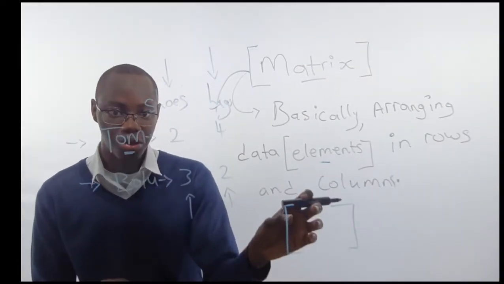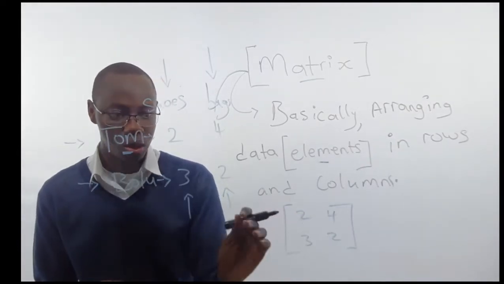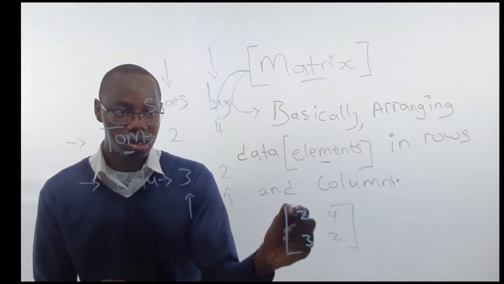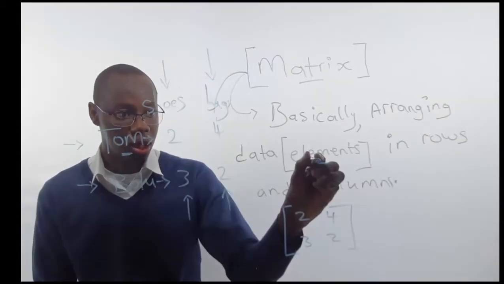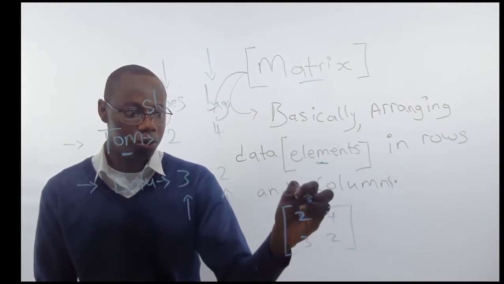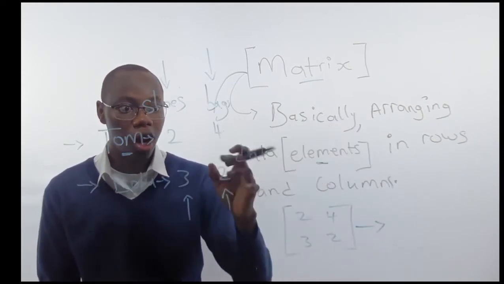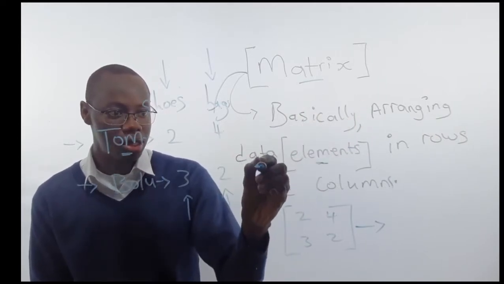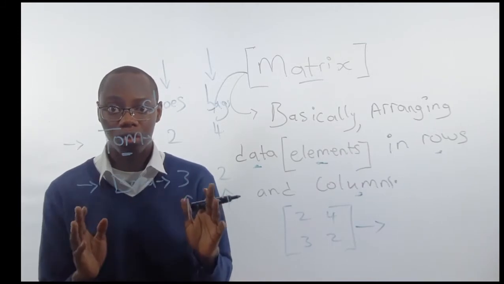This is in rectangular brackets: 2, 4, 3, 2. You can see it's very simple, and all these things inside here, the numbers, are called elements. So 2, 3, 4, and 2. You can see a rectangular array or arrangement of data in rows and columns. Very simple. So that's the concept of a matrix.